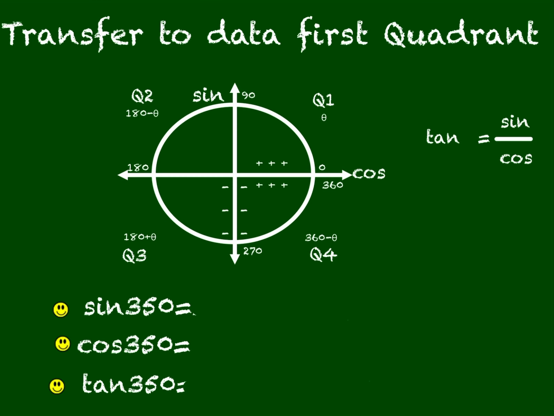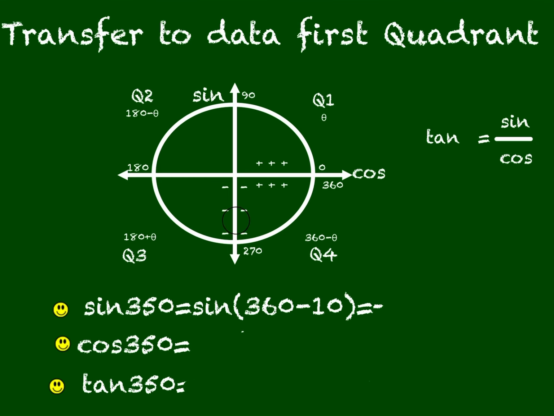It means, okay, last one, sine 350 equals what? Now, I check where it is. 350 is in the fourth quadrant. Why? It is less than 360 and greater than 270. How do we write the angles in the fourth quadrant? 360 minus theta. So 350 equals 360 minus 10.